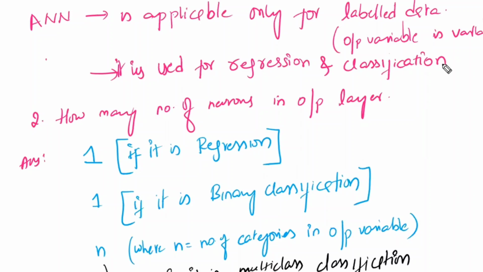For unsupervised, unlabeled data, where the output variable is not available, we only have the option of machine learning. Deep learning is not applied on that. We can't apply any of the deep learning concepts on unsupervised data, that is unlabeled data. Is that clear? How many output neurons you have to consider?